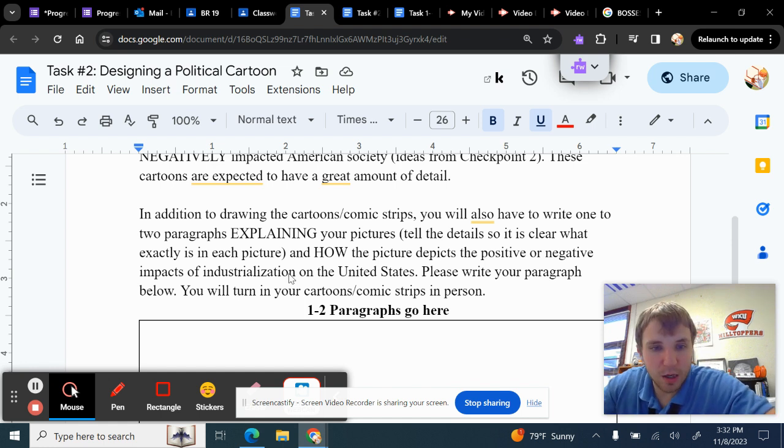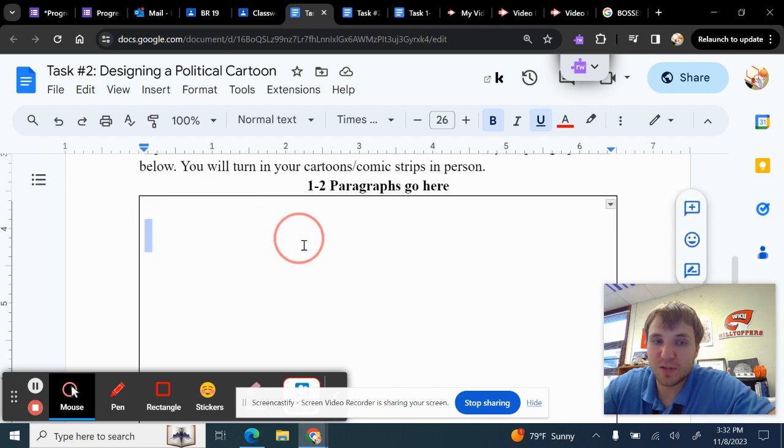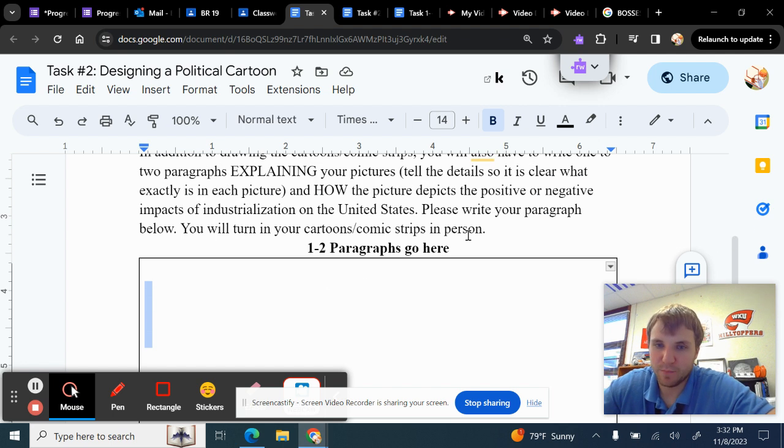But after doing the pictures, you have to give me 1 to 2 paragraphs. You need your details in here, and you'll type those paragraphs here, telling me what is in the pictures. What are the details? And why is it important? So you're going to type your response here, describing your pictures.